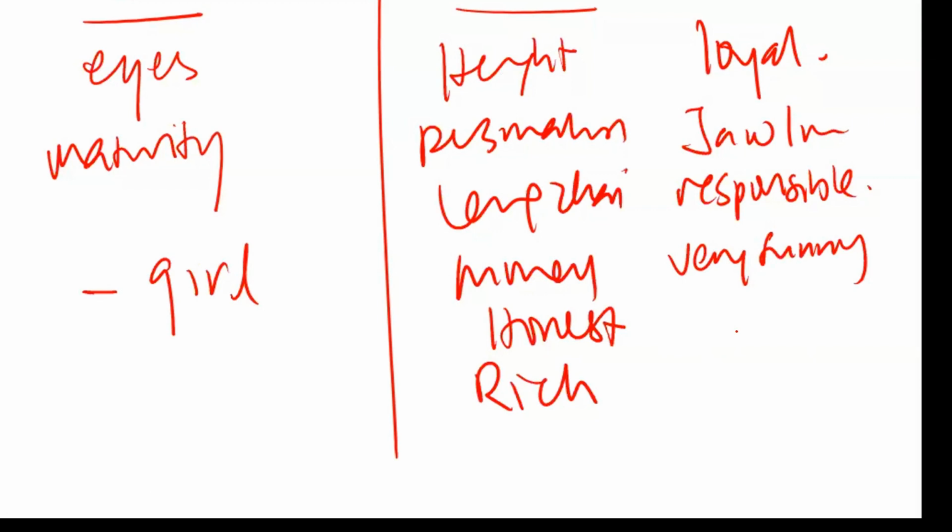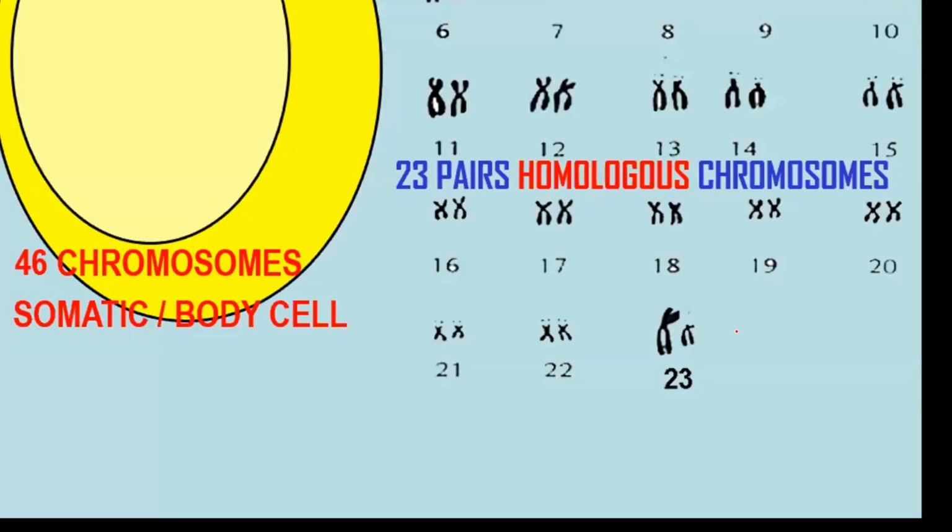Now, when you find a partner, you have a list of criteria. But the body cells must always have 46 chromosomes. I'm not touching on Down syndrome. I'm just touching on the fact that all of us here have 46 chromosomes in our body cells.